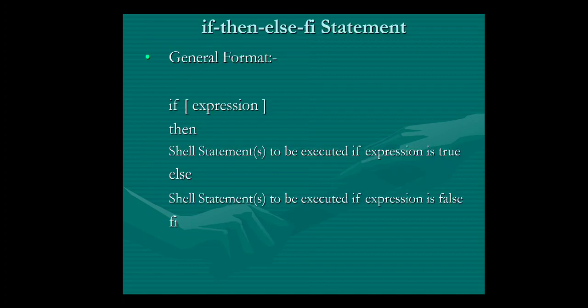Now we will learn the second type of decision control statement, that is the if-then-else-fi statement, whose general format is: if, square bracket start, expression, square bracket close, then shell statements to be executed if the expression is true, else shell statements to be executed if the expression is false, and then fi.